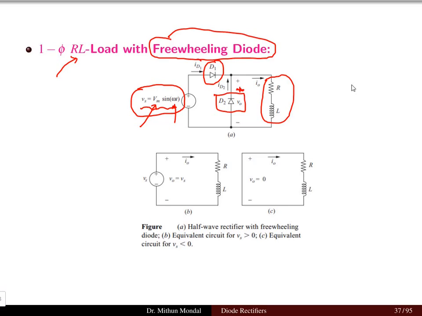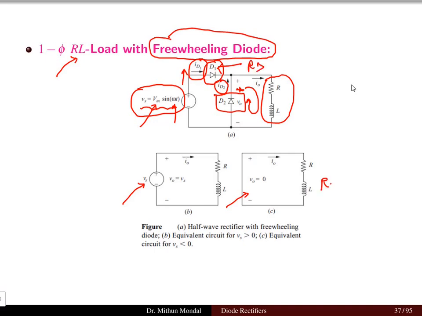So there are two currents. One is the current flowing through the diode D1, which is the main current originating from the source. And there is one more current, flowing through diode D2, that is circulating between the load and the diode D2. So there will be two operations: the operation when the source is connected, and the operation where the source is disconnected with the help of the switch, or the main diode being reverse biased.